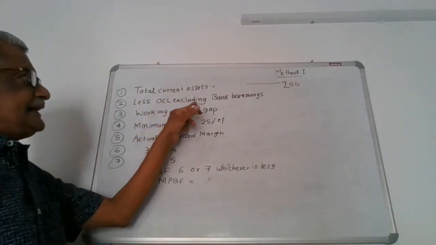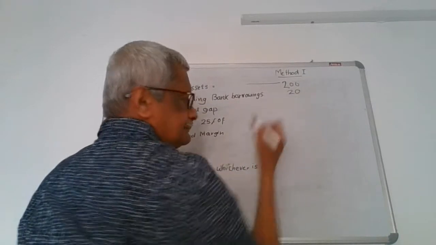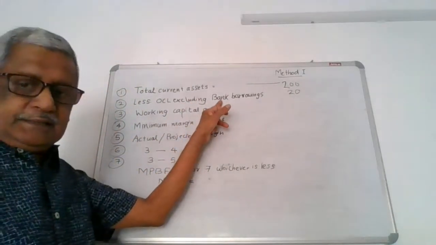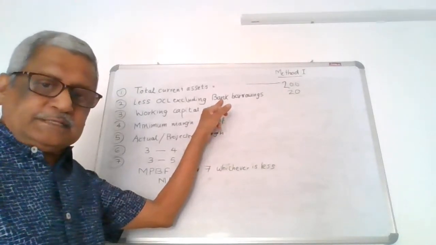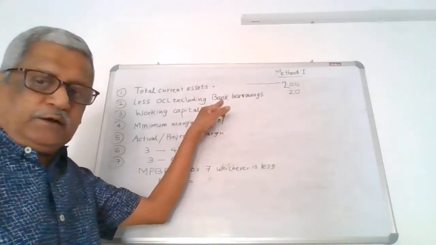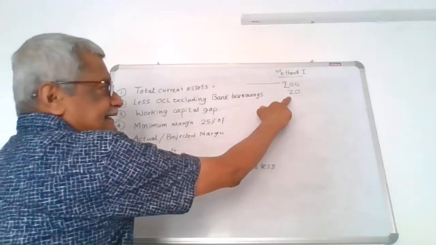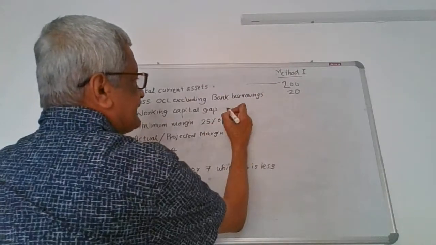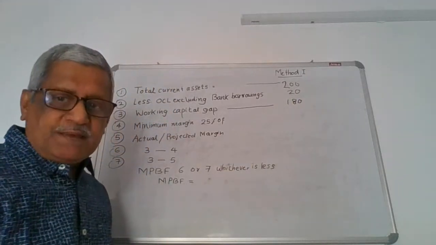The other current liabilities excluding bank borrowing, let us assume that it is 20. When I say excluding bank borrowing, there are two things which need to be deducted. One is the short-term borrowing from banks. Number 2, the current maturity of the term loan. When you deduct the other current liabilities excluding bank borrowing, what we get is known as the working capital gap, which is to be funded.